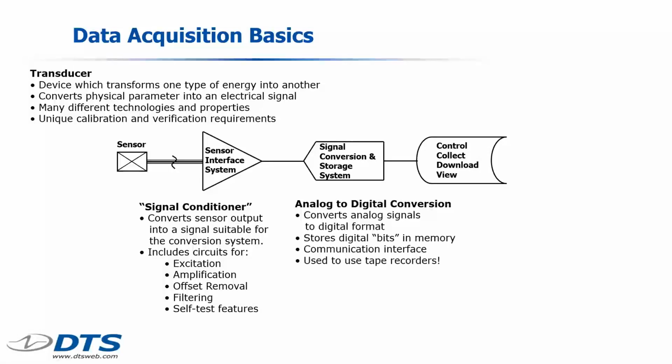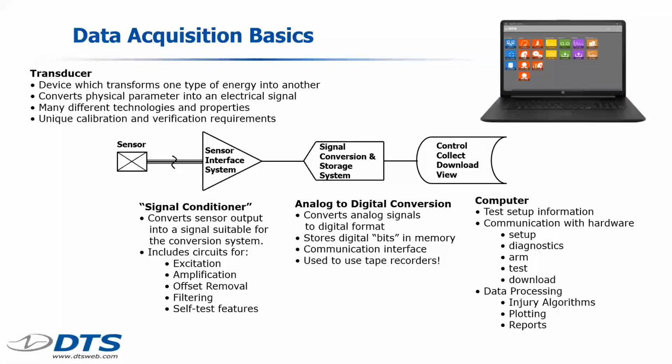So once we have a usable signal out of the sensor interface system, we then need to convert that signal and store it. And today we use analog to digital conversion. What this means is we're taking a constantly changing analog signal and converting it into binary digital bits that then get stored in memory. In the old days, when I started, we used to use tape recorders because we didn't have microprocessor-based systems, but that technology is pretty much obsolete at this point.